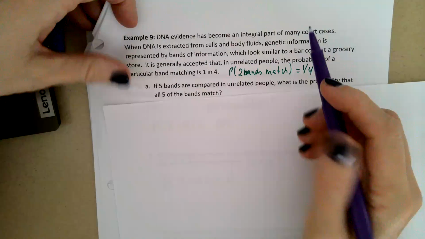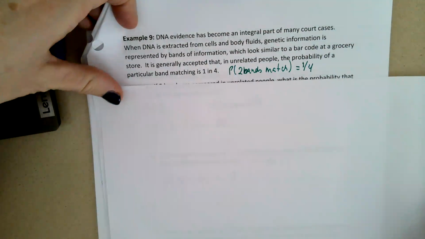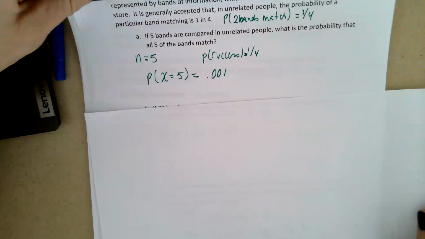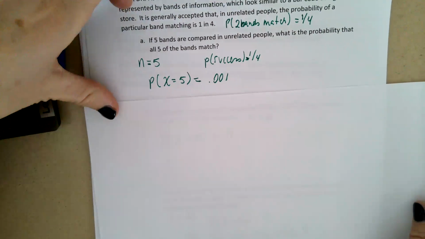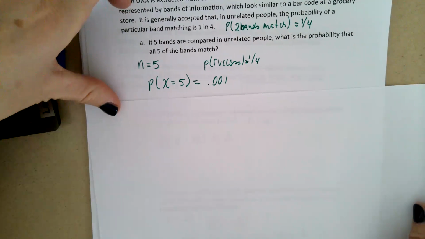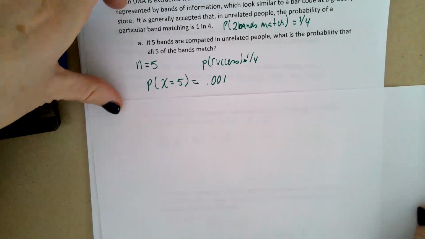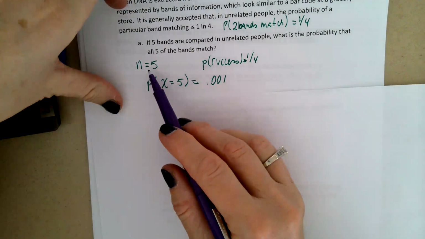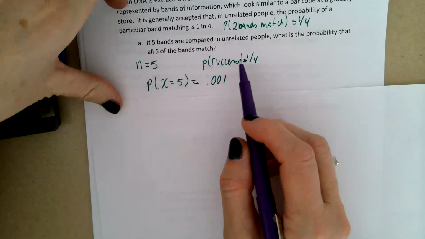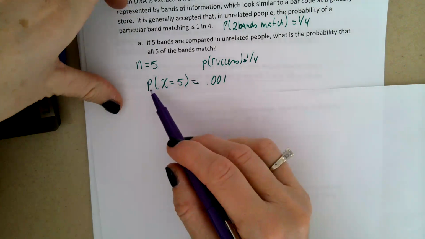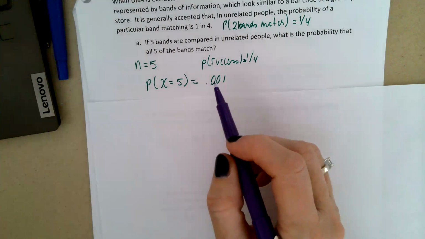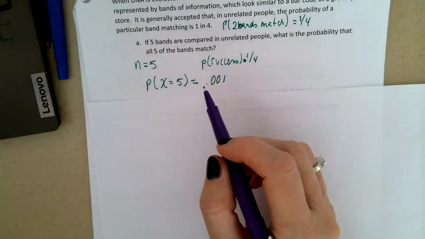So that means the probability that two bands match in related people would be 3 out of 4. If 5 bands are compared in unrelated people, what is the probability that all 5 of the bands match? And so that would be n equals 5. Probability of success is 1/4. And we're checking for probability of x equals 5, which is 0.001. Not likely.